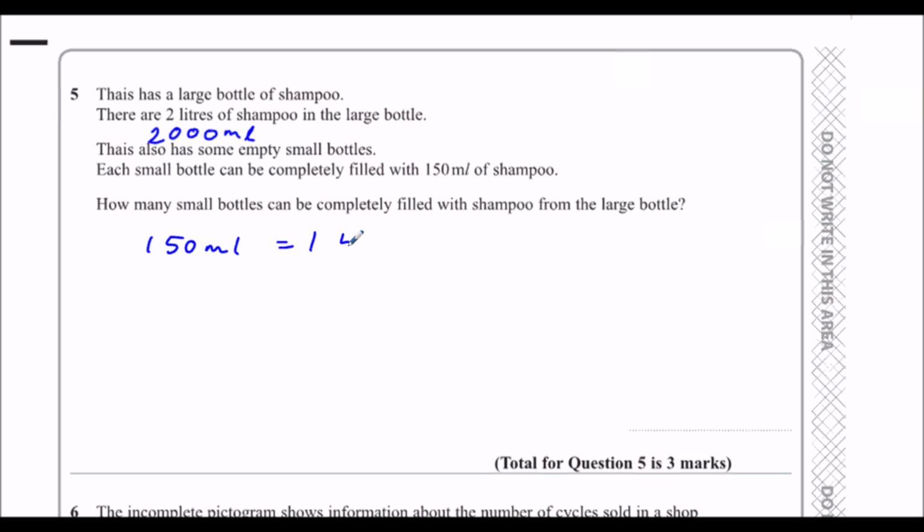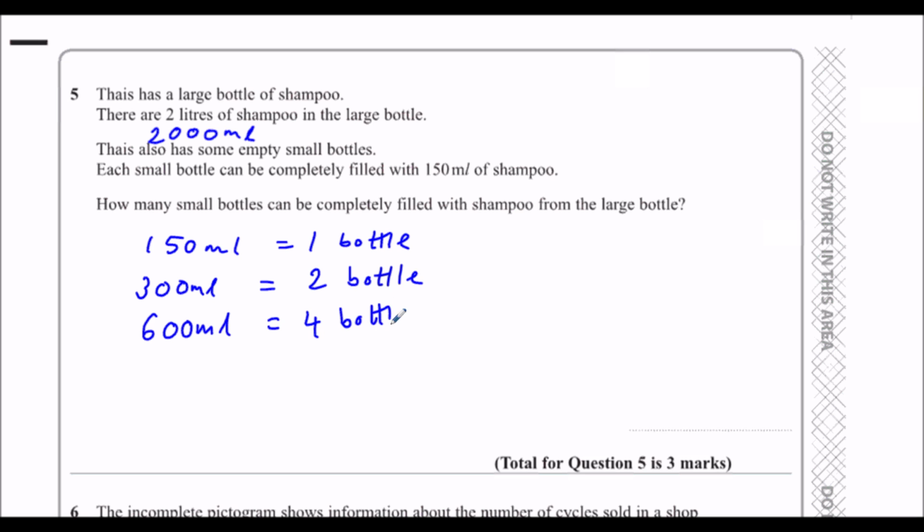that's 1 bottle. How many 150s does it take me till I get up to 2,000? So you could use the calculator and multiply here. I'm just going to write down different amounts. So 300 is 2 bottles. I've doubled it. I'm going to double it again. So 600 millilitres is 4 bottles. Double it again. 1,200 millilitres is 8 bottles.